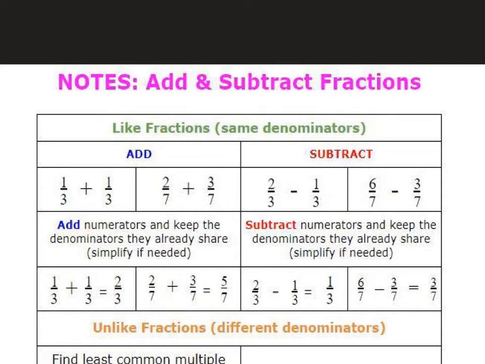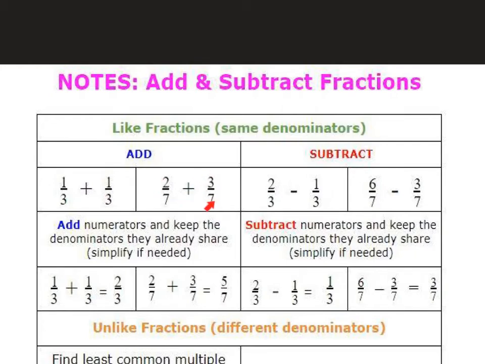Okay, add and subtract fractions. Like fractions, if you weren't sure what like fractions were, have the same denominators, the same bottom number. So here's an example of adding fractions with like denominators. 1/3 plus 1/3. They both have a 3 as the denominator.